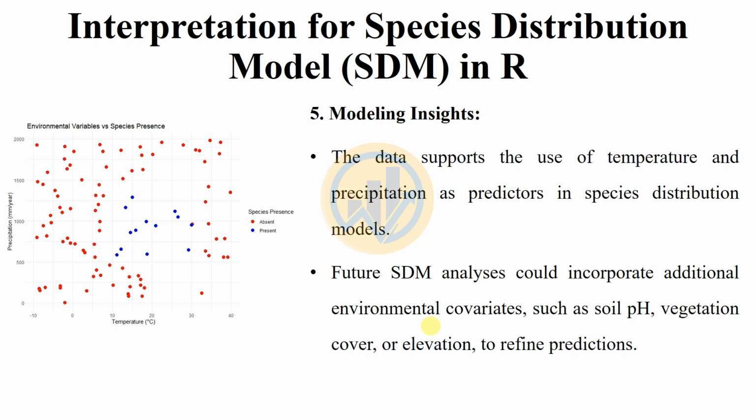The modeling insights. The data support the use of temperature and precipitation as predictors in species distribution models. Future species distribution model analysis could incorporate additional environmental covariates such as soil pH, vegetation cover, or elevation to refine the predictors.